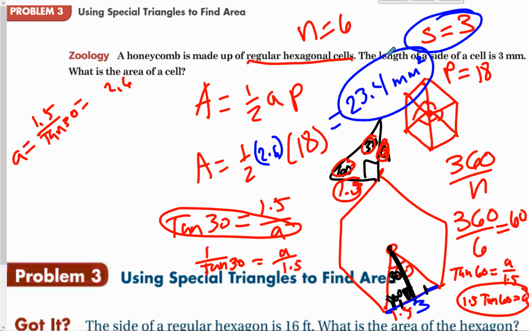And so that's how you do it. You could also take 2.6 times 18 times 0.5. Remember, timesing by a half is like dividing by 2 or timesing by 0.5. Okay, so there's our answer for that. So first what I had to do was I had to create this special right triangle. Because I have 6 sides, that means this is going to divide evenly into 60s, and then that apothem cuts that in half to 30.